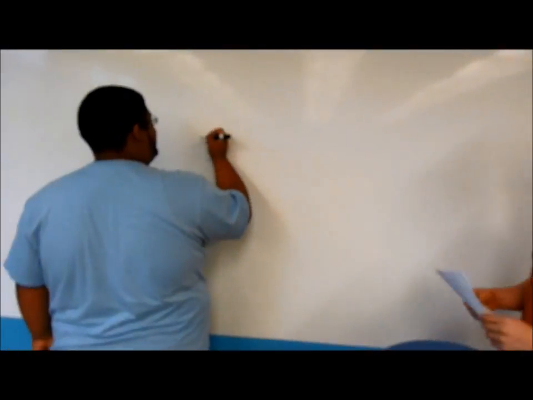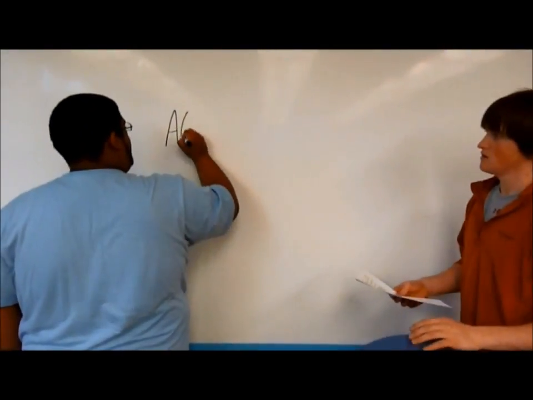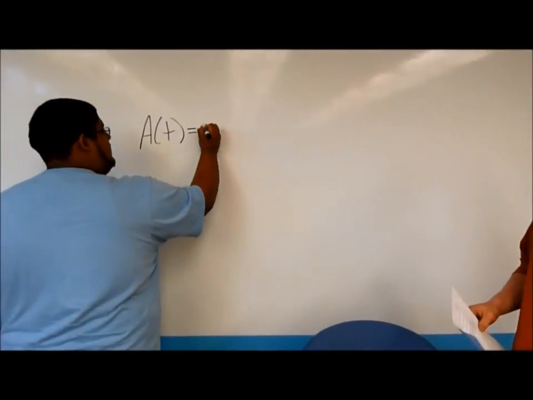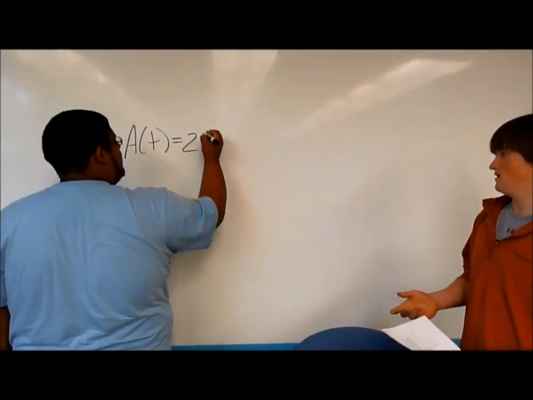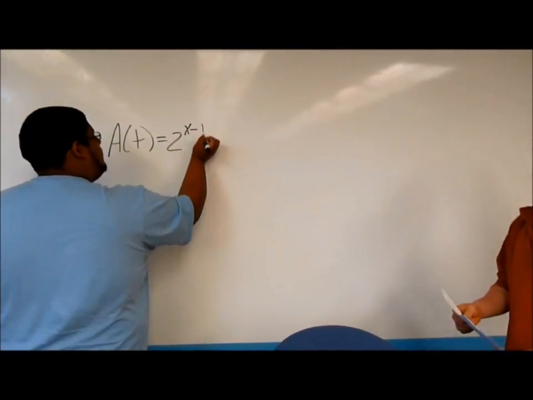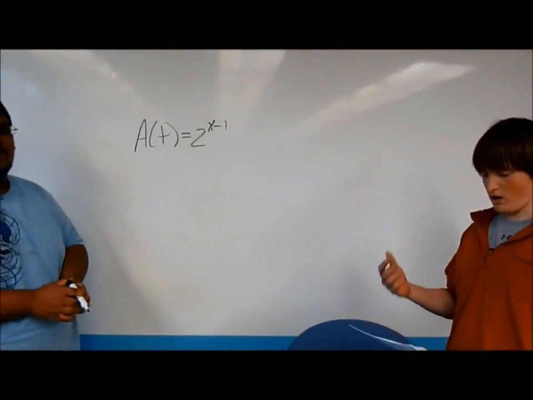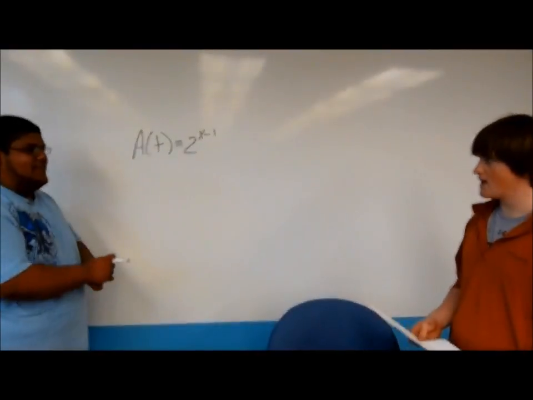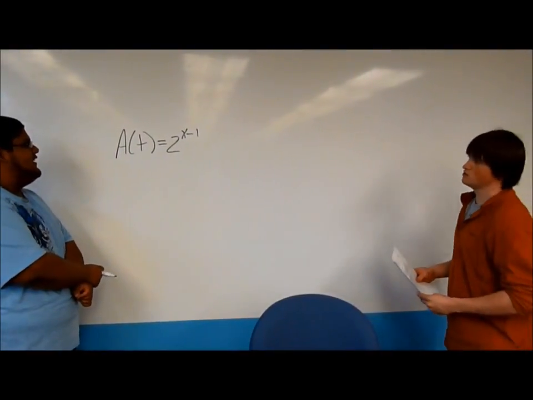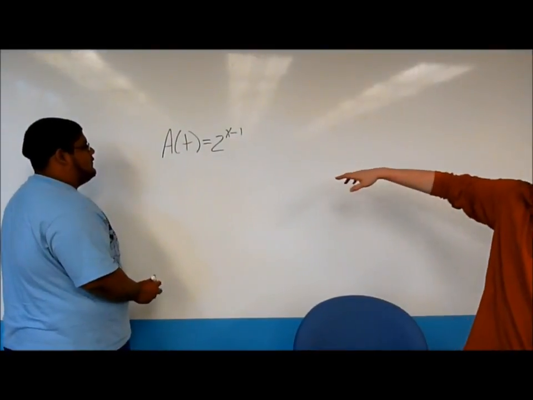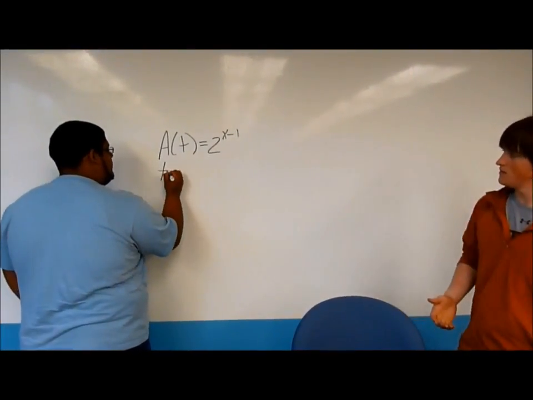The equation is A_T equals 2 to the number of days, meaning x, raised to the x minus 1. So our idea was to take pennies over the course of 10 days. In order to do that, we would have to put the number of days in for x from 1 to 10.